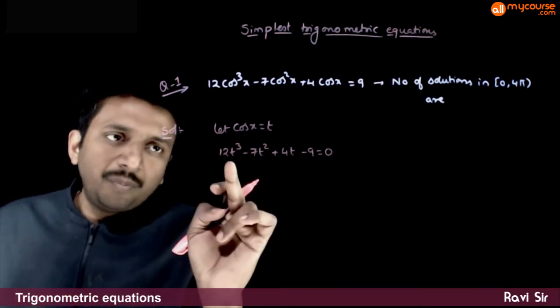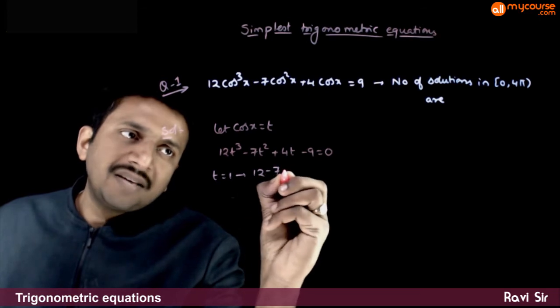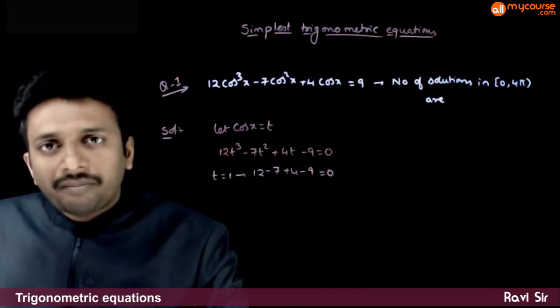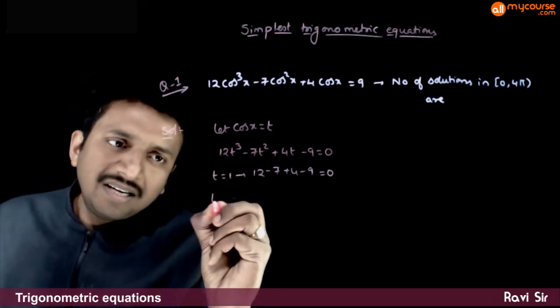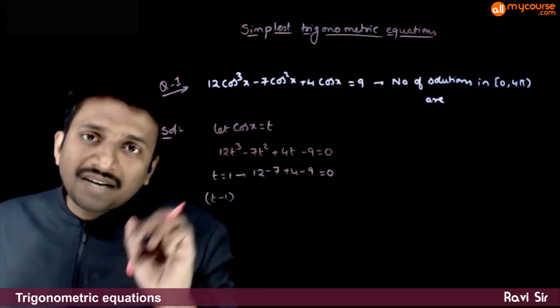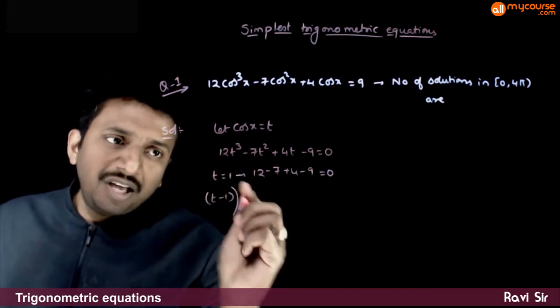See? So if you put t is equal to 1, you're getting 12 minus 7 plus 4 minus 9. 16 minus 16 is equal to 0. So t equal to 1 is one of the roots of this. That means t minus 1 is a factor for this. So let us find the other factor. I'll divide this expression by t minus 1.